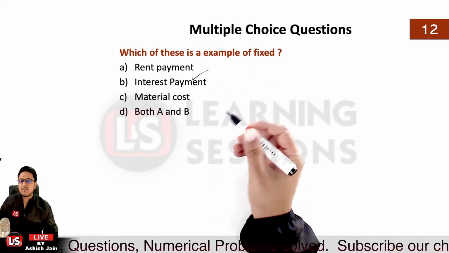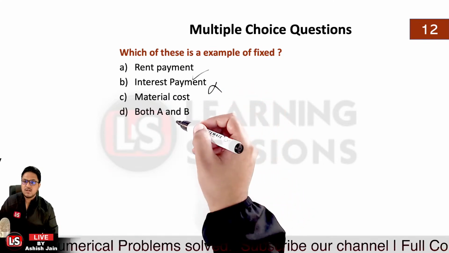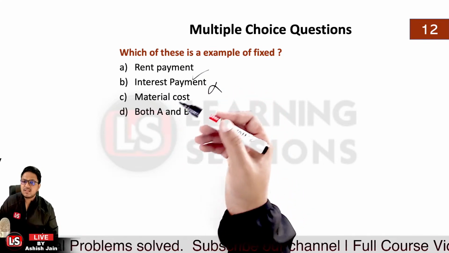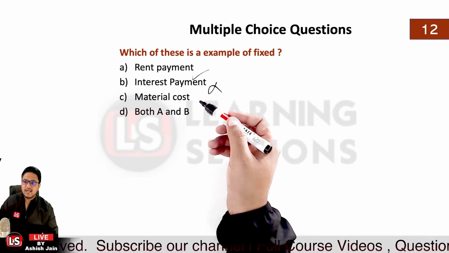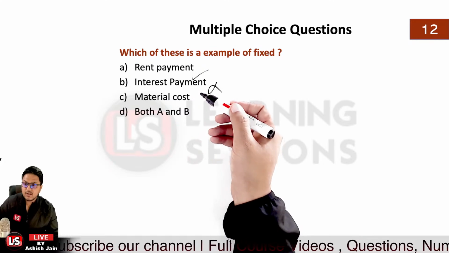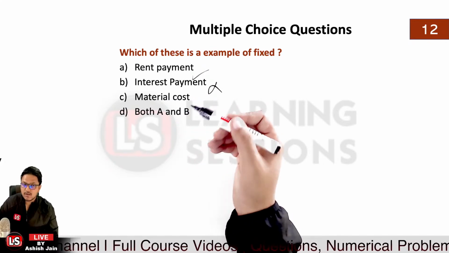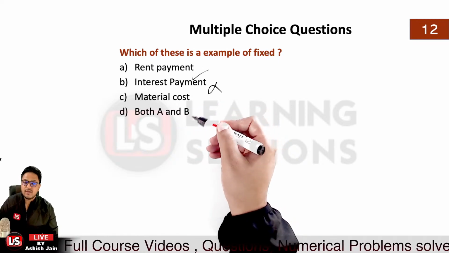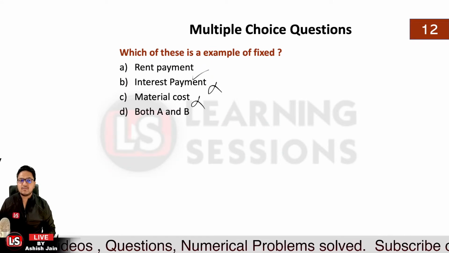Interest payment per month can be varying now, so it's not a fixed cost. Also, the material cost is basically variable. If you're manufacturing more products, the material cost would be much higher. If you're having a lower production, you'll be having a lower material cost. So it's also variable. So option A over here would be the right answer.